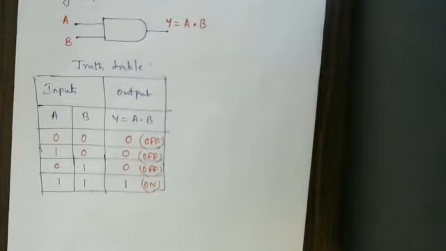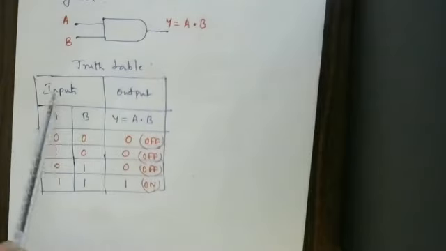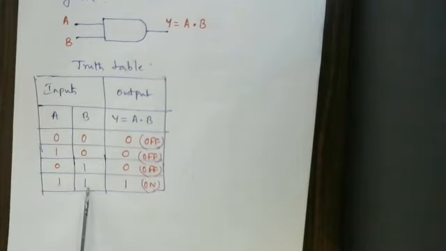We are asking for about 2 marks. Write the circuit symbol for AND gate. Write the truth table for AND gate. What is the AND gate concept here? If both the inputs are 1, then only the output is 1. If any one input is 0, then the output is 0.